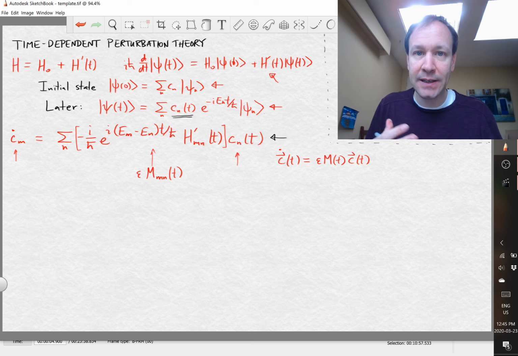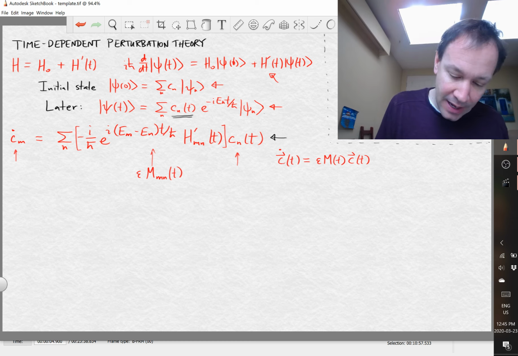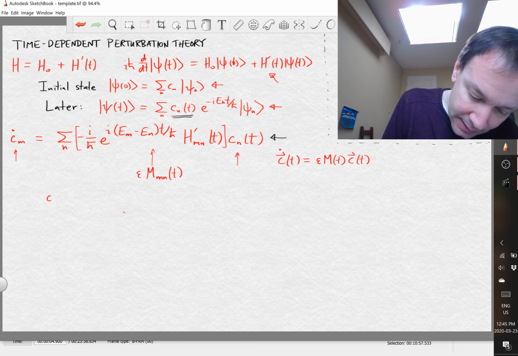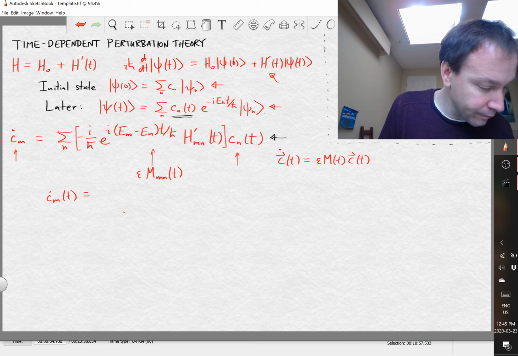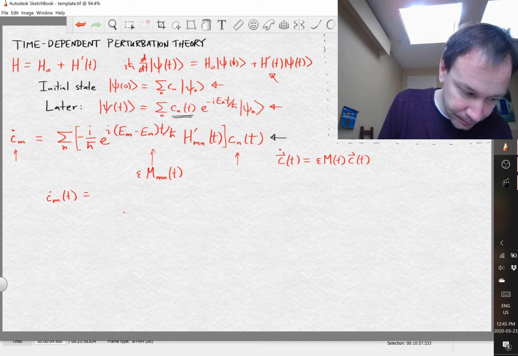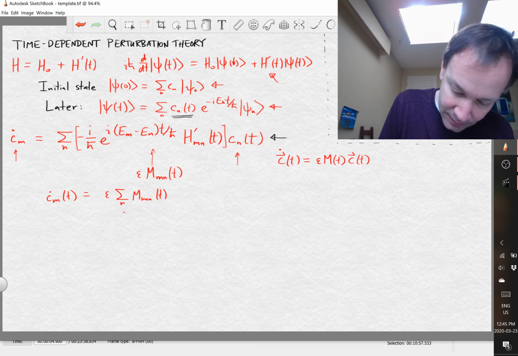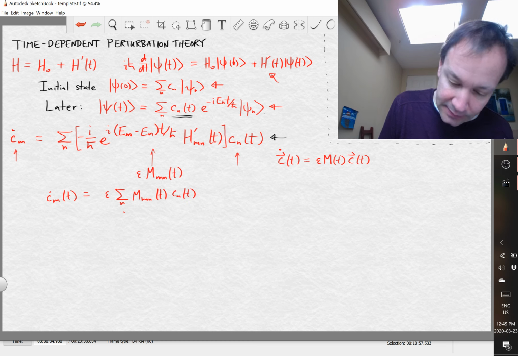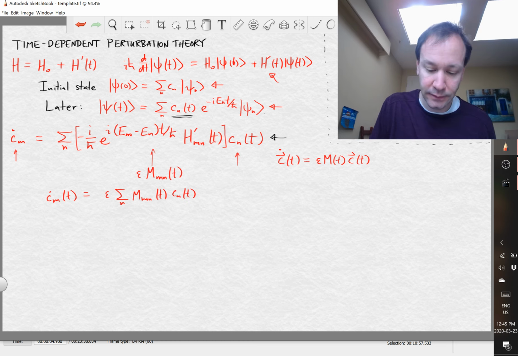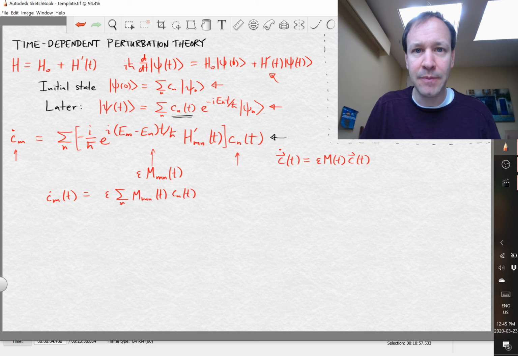So if I want to write our differential equation using that new notation, then that gives me Cm dot of t equals epsilon times the sum over n of Mmn of t times Cn of t. Okay, and at the end, we'll substitute back in for this matrix Mmn.